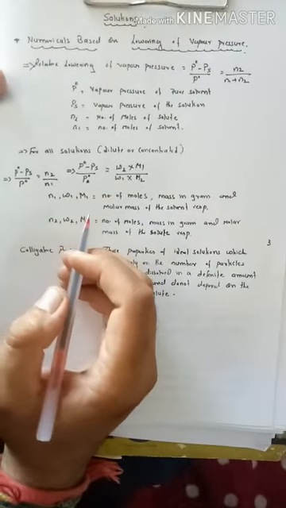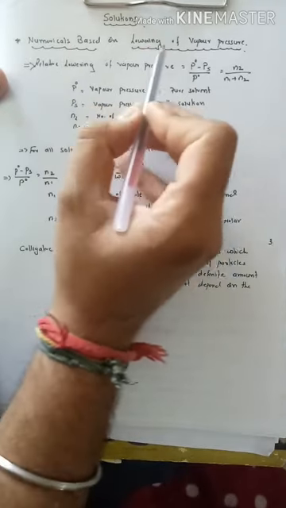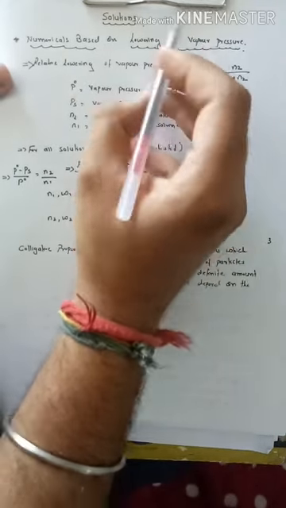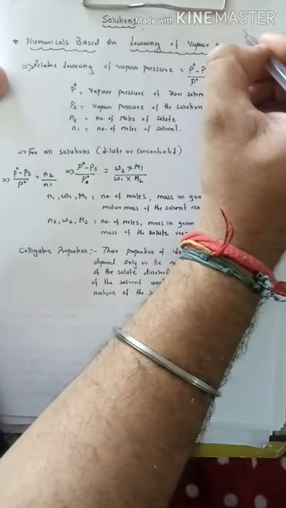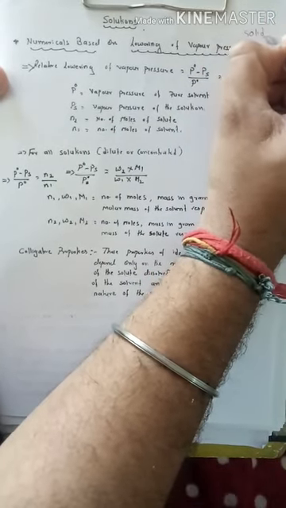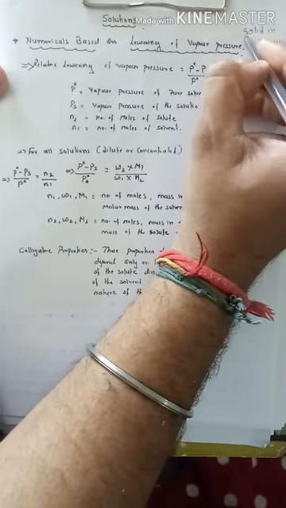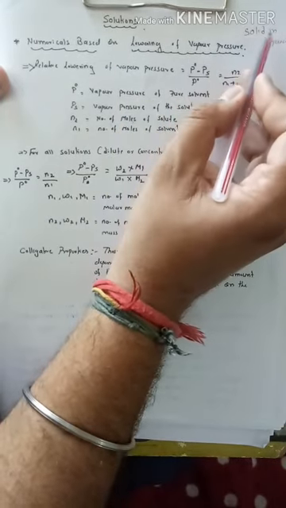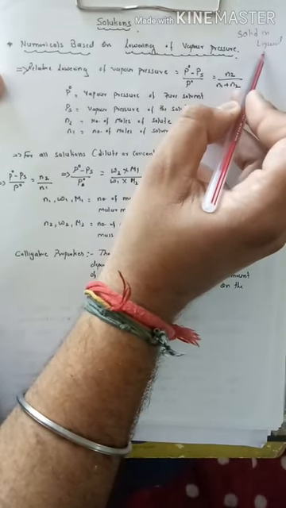Hello friends, welcome back. Today we are going to learn about the numericals based on lowering of vapor pressure. Lowering of vapor pressure depends on the solid in liquid part. So always keep in mind that this equation is based on the solid in liquid. The solid would be a salt, or the liquid, as you know, is the solvent.